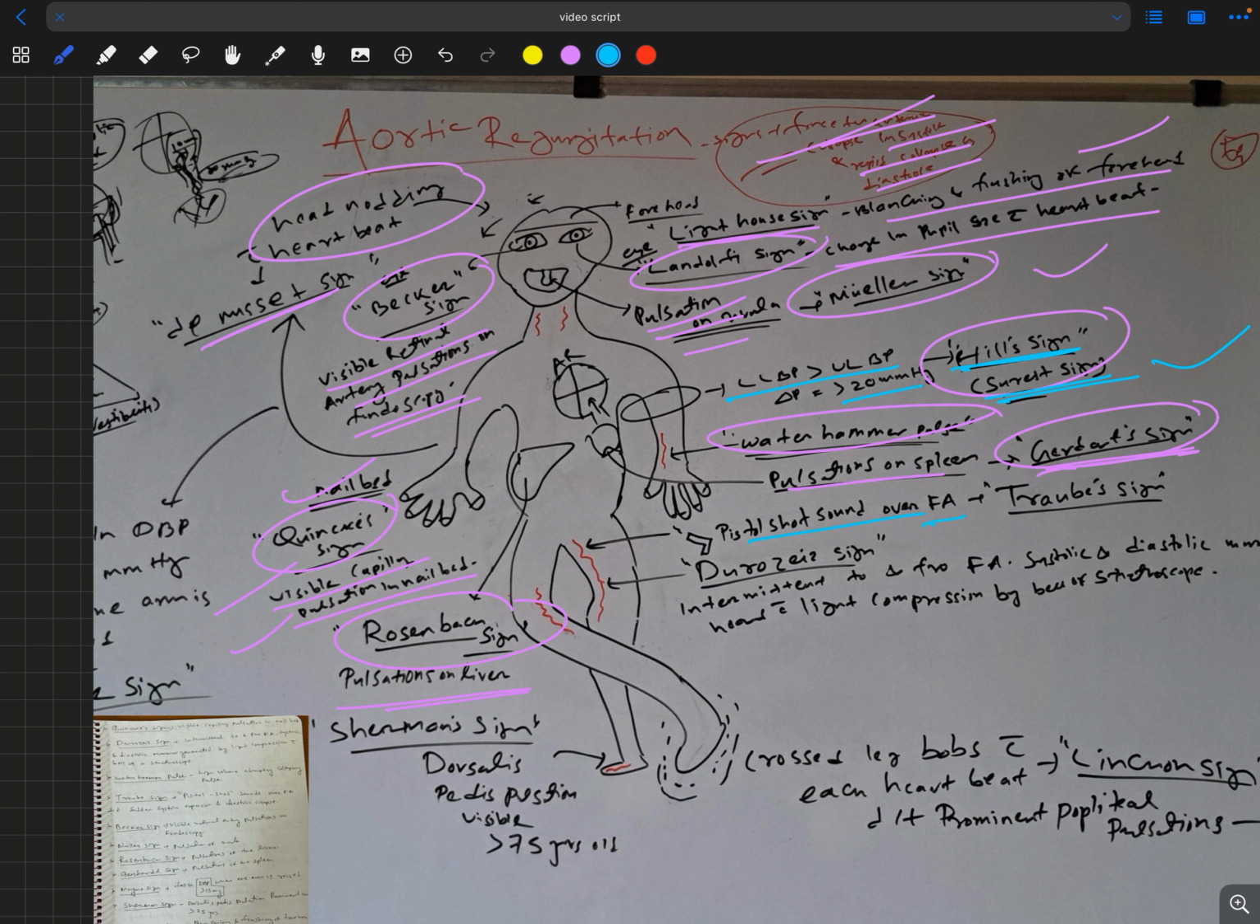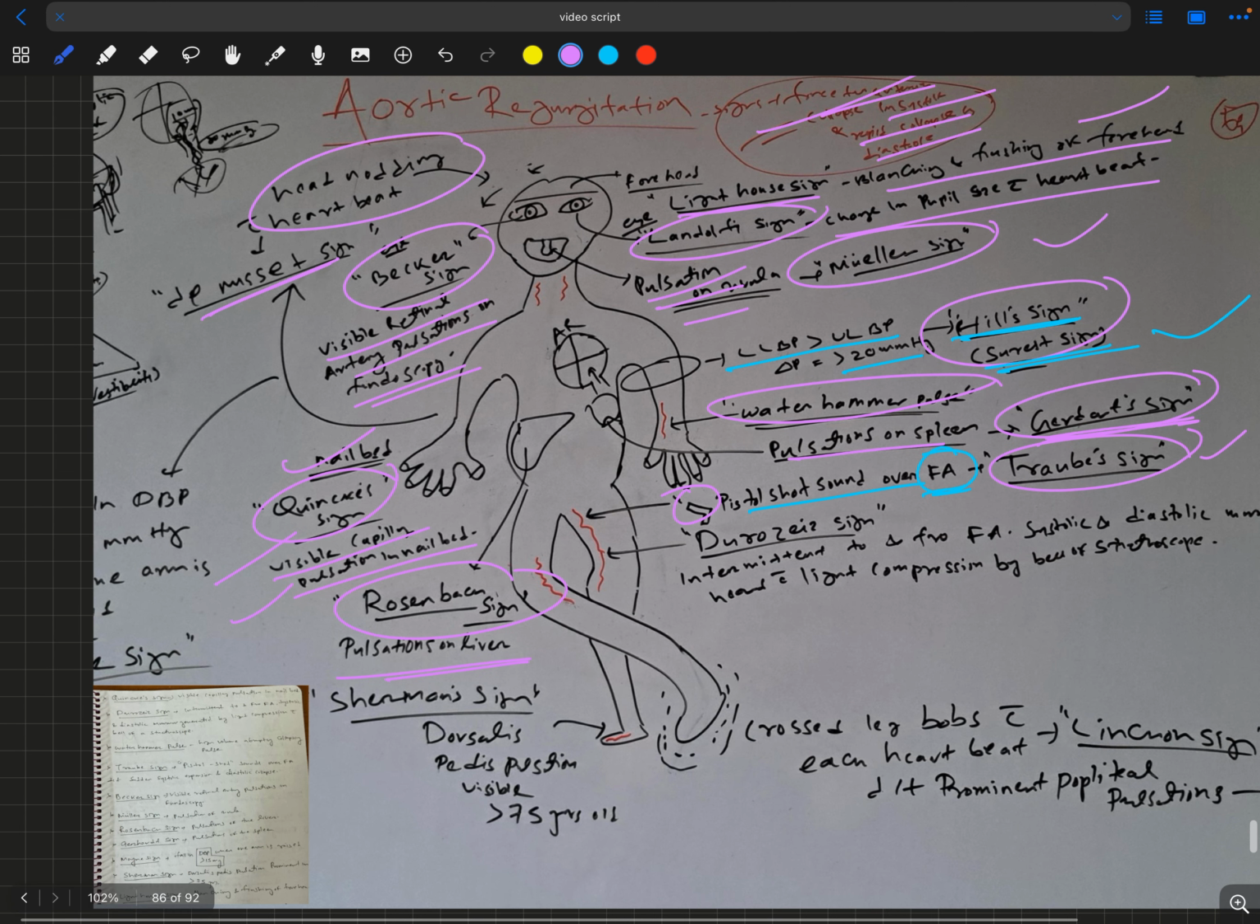Pistol shot sound over the femoral artery is called Traube sign. Traube sign is pistol shot sounds over the femoral artery. Another is called Duroziez sign.